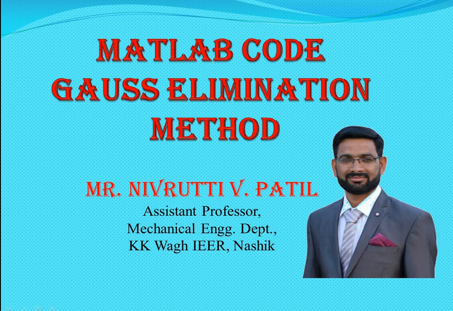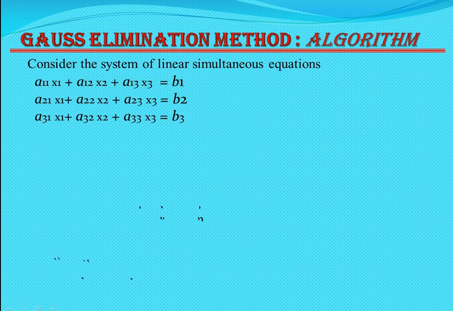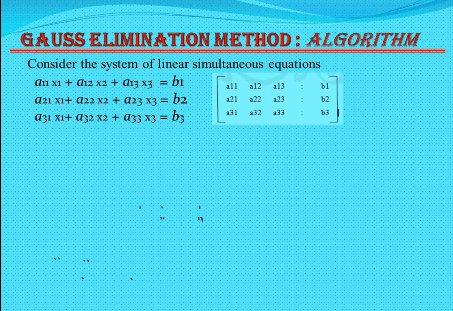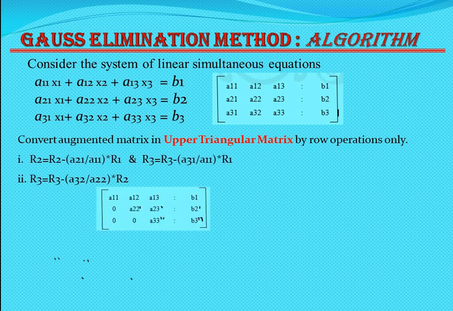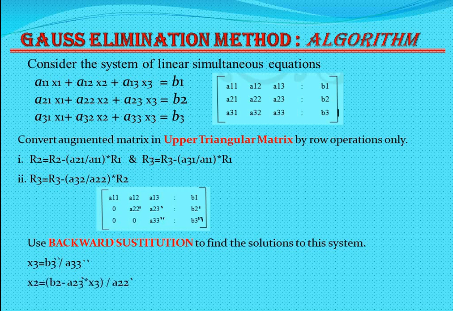In this video we are going to see the MATLAB code used to solve the linear simultaneous equations using the Gauss elimination method. The Gauss elimination method is one of the direct methods used to solve linear simultaneous equations. The given equations are written in the matrix form, that is Ax = B. Then this matrix is converted into upper triangular form by row operations, and then we apply the backward substitution method to get the solution of the problem. So let's see the MATLAB code.